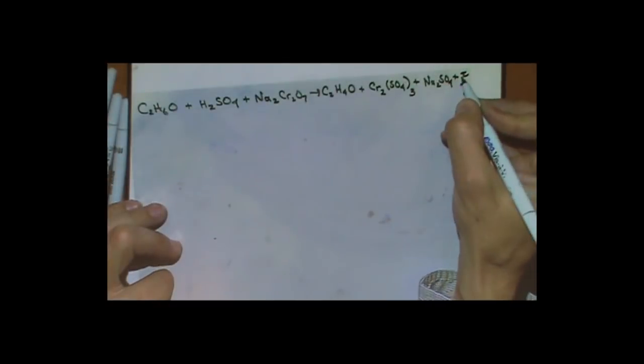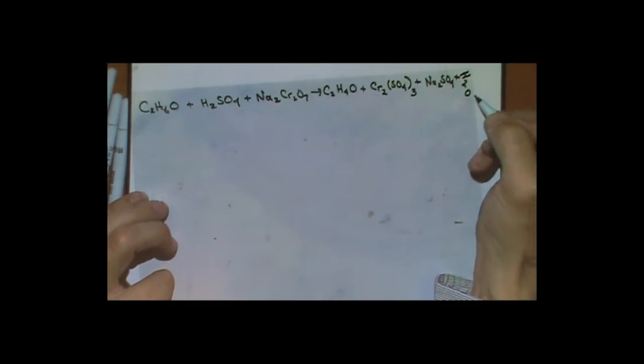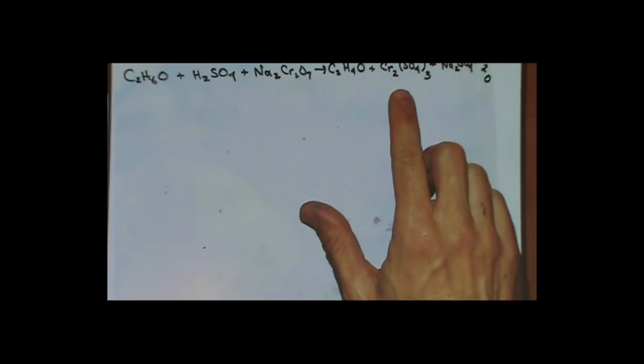And there is more. That's water. Water. That's the question. Balance is balance. Using redox. C2H6O, sulfuric acid, sodium dichromate, another organic C2H4O, chromium 3 sulfate, sodium sulfate, water.